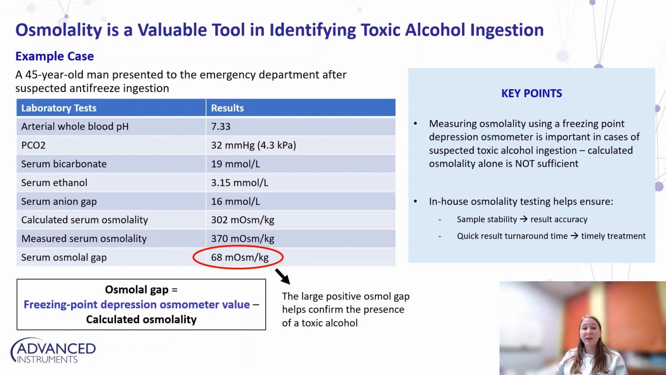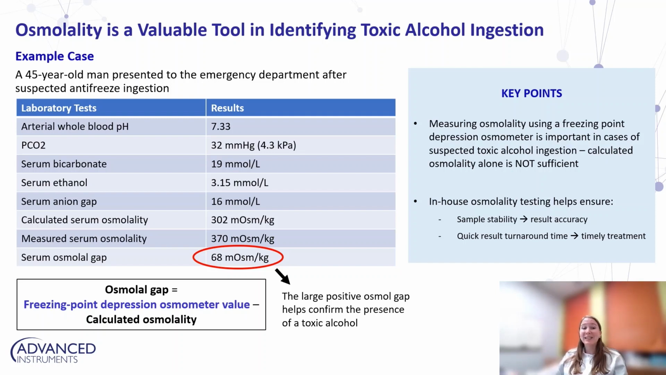Osmolality is also a valuable tool in identifying alcohol intoxication. Here, we're looking at a case where a man has presented to the emergency room and is suspected of having ingested antifreeze. The clinician wants to identify the osmolal gap. This is the difference between the patient's measured osmolality using an osmometer and the patient's calculated osmolality. A large positive osmolal gap, in this case, helps confirm the presence of a toxic alcohol and inform treatment.